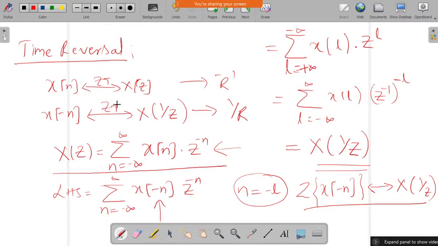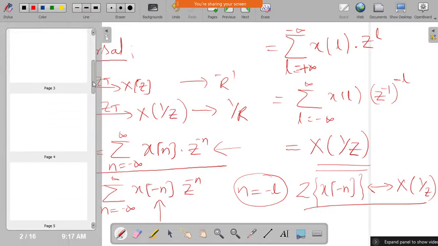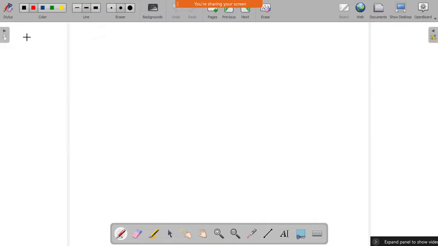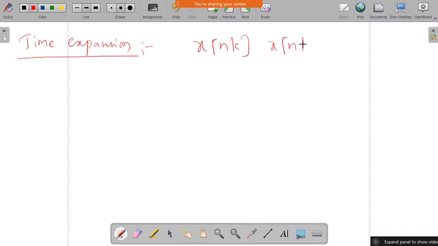So this is about the time reversal. Now the next property is the time expansion. In the time expansion, we know x of nk and x of n by k, that is the scaling factor here.